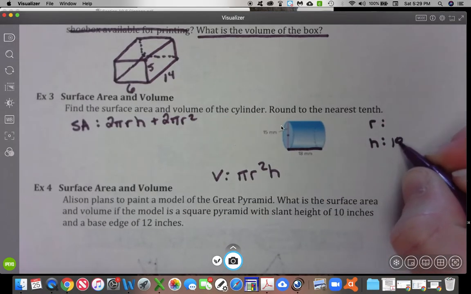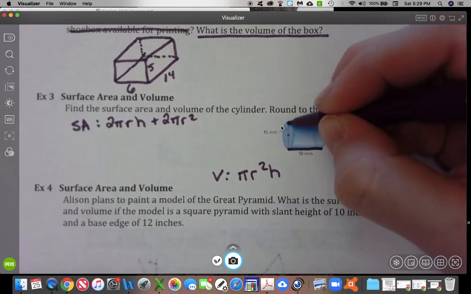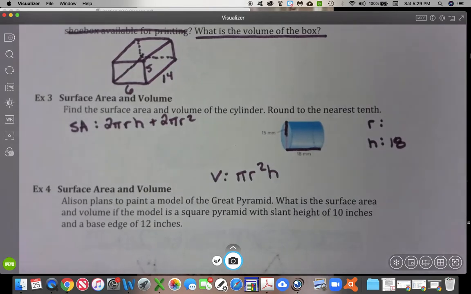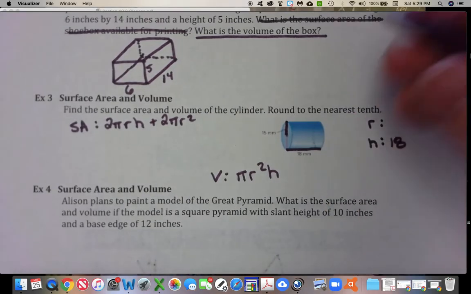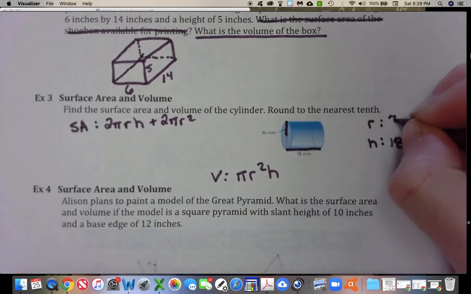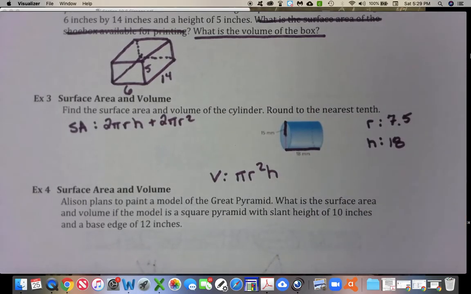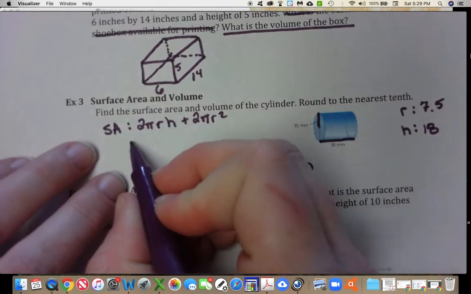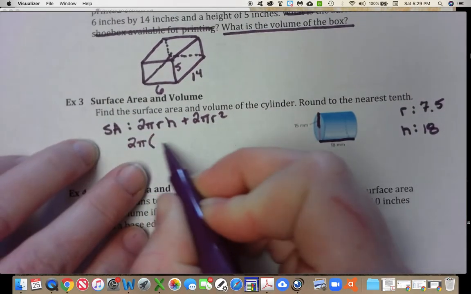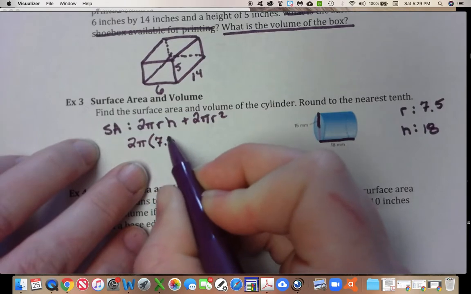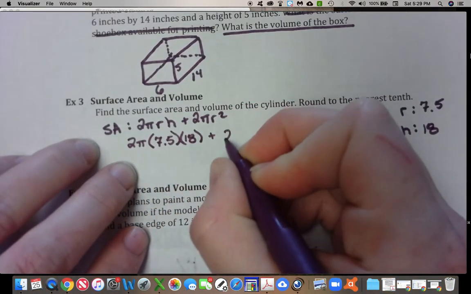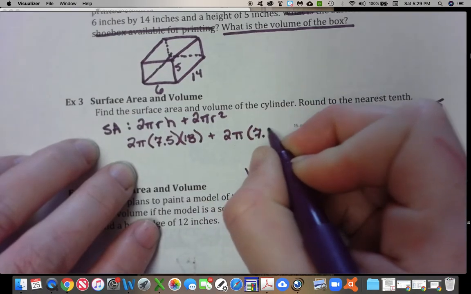The radius is only half of this distance, right? The radius of a circle is only from the center to the outside. So the whole length is 15, the radius is going to be 7.5. I divide that by 2, 7.5. All right, now I can just go ahead and plug stuff in. So 2 times pi, the radius is 7.5, height is 18, plus 2 times pi times 7.5 squared, okay?